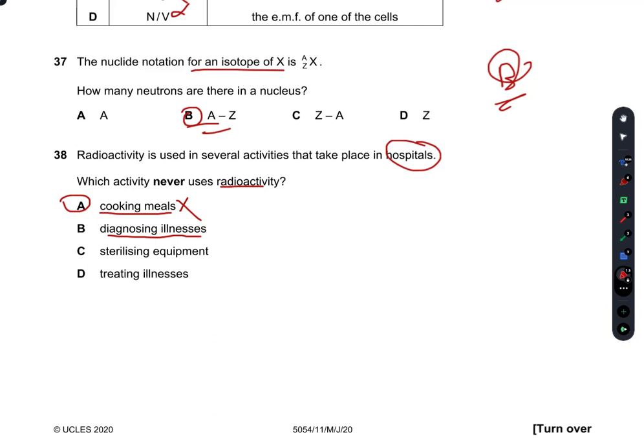Treating illnesses: suppose someone has a brain tumor, then cobalt-60 radioactive rays are used to treat this cancer. So treating illnesses also may involve radioactivity, whereas cooking meals is the only remaining option which does not involve any kind of radioactivity. Suppose we are in the kitchen of the hospital and there is no radioactive substance present, and why should it be there? So A is the right answer.